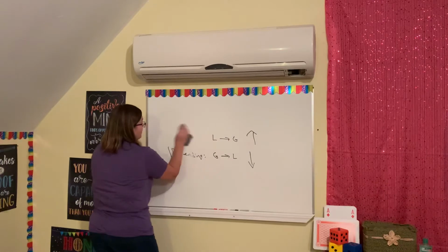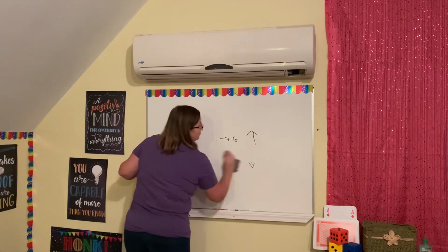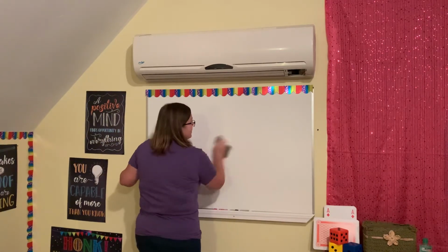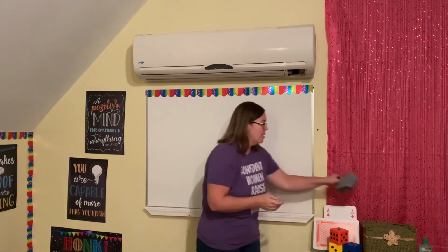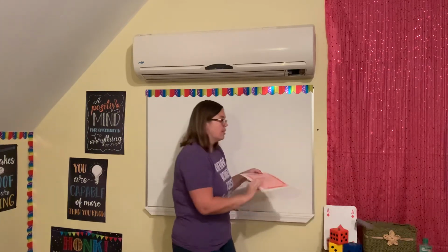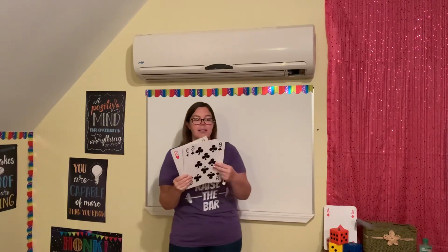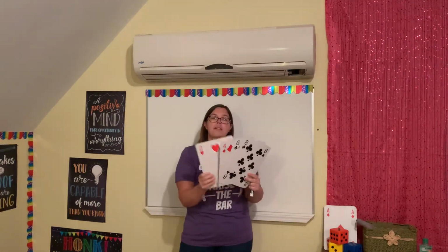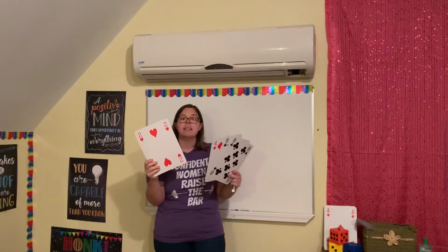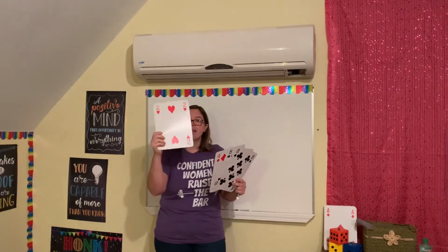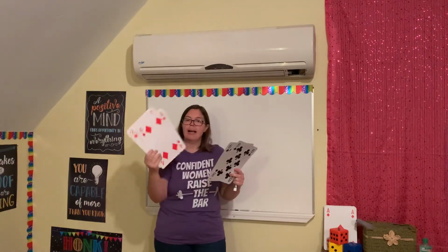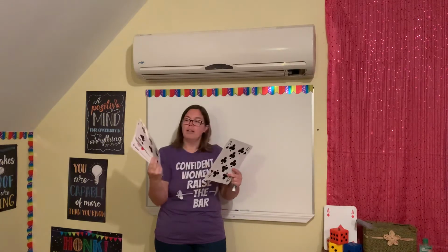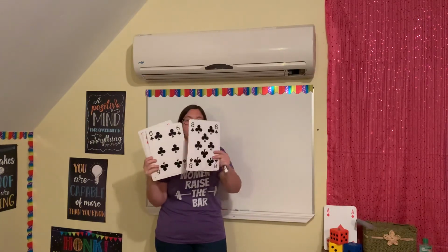I like to use a deck of cards. It is a great activity to model ordering integers. So here I have 4 playing cards. I should tell you that the red are going to be negative in this case and the black are going to be positive. So I have -2, I have -4, I have +6, and I have +8.